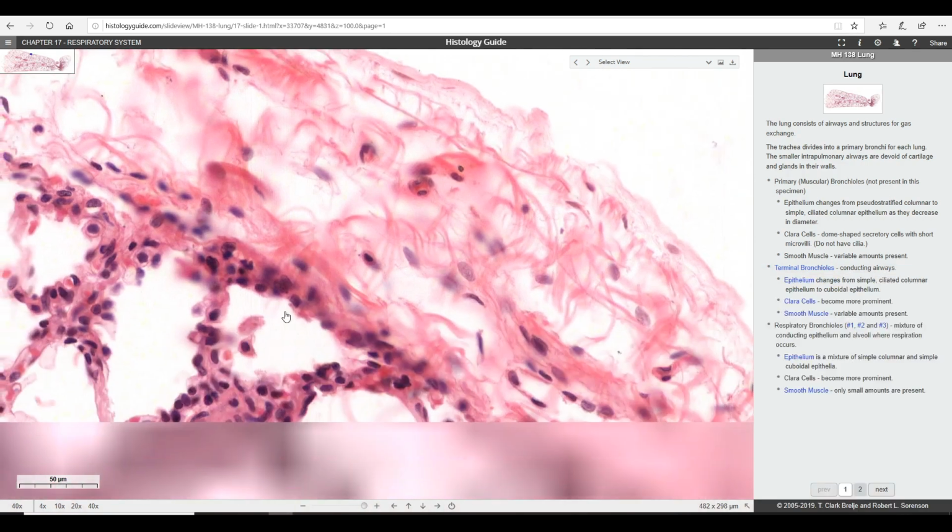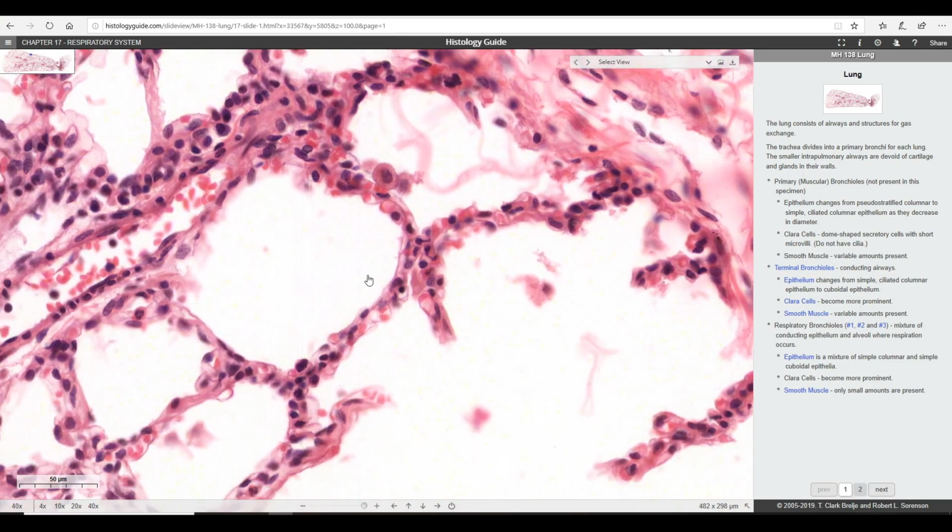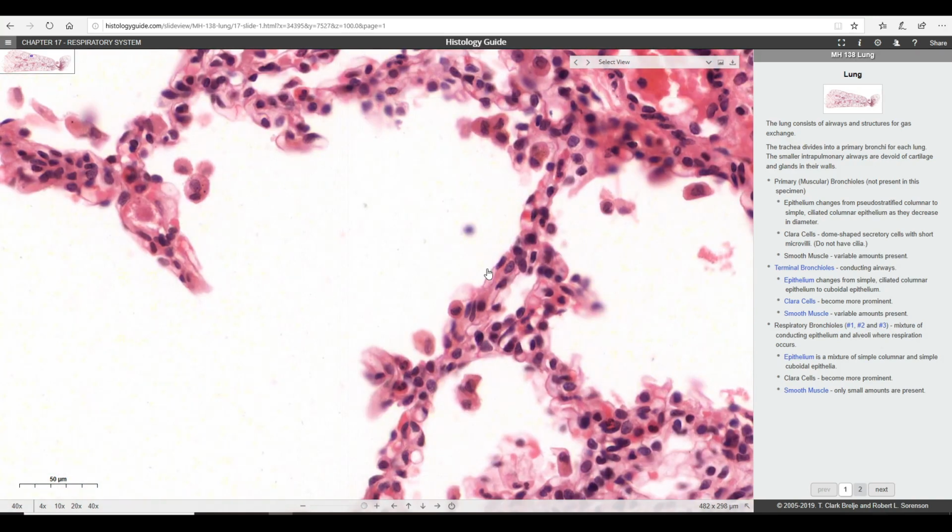Let's see the other example, which is the pneumocyte, the type 1 pneumocyte. So here we go. Here we can find the typical appearance of the simple squamous epithelium. Again, this is called the type 1 pneumocyte, and its function is, again, exchange of gas.